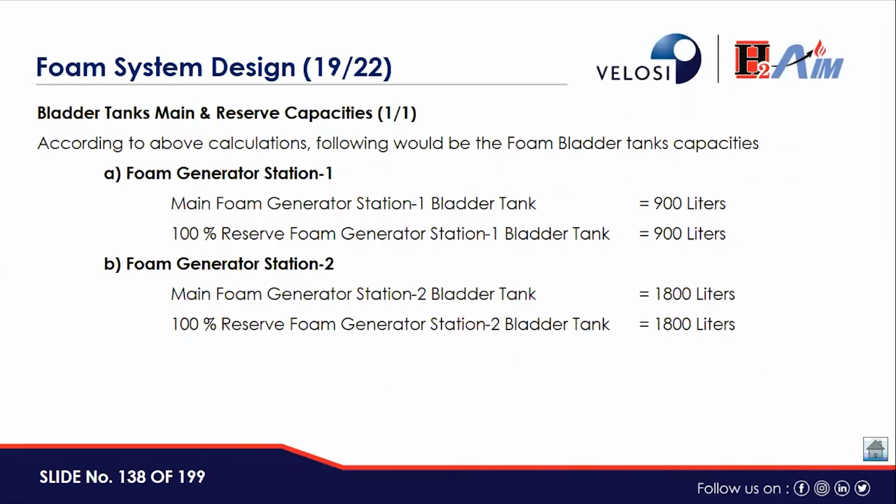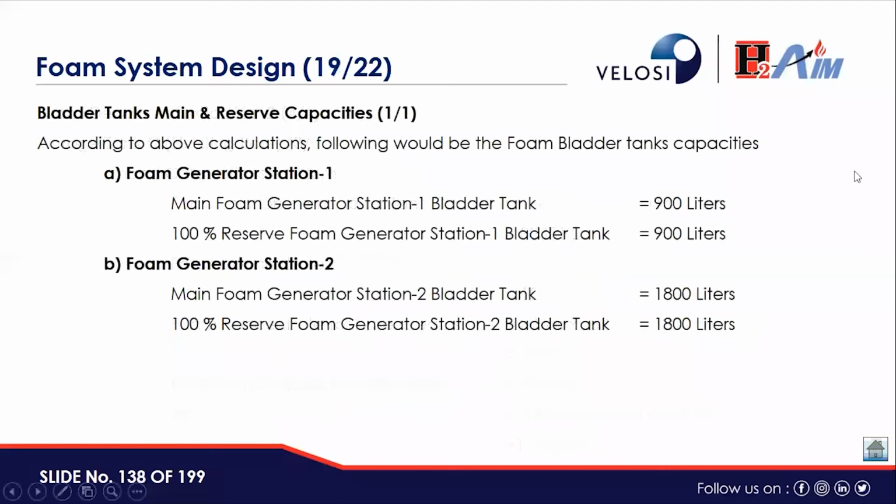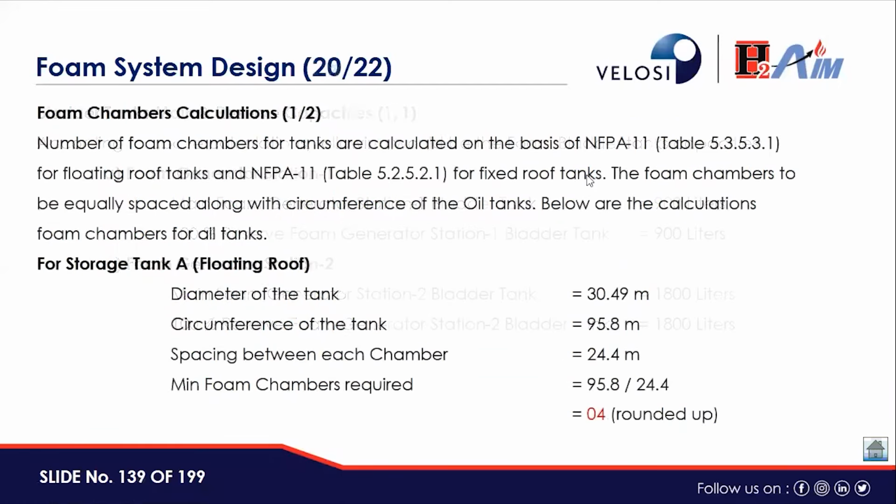And then foam generator station number 2, main foam generator station 2 bladder tank, the requirement is 1800 liters capacity, with 100% reserve. So 1800 is because the total foam demand is 1776. So for station A, there is some calculation issue. Normally it should be 400 or 450 liters.